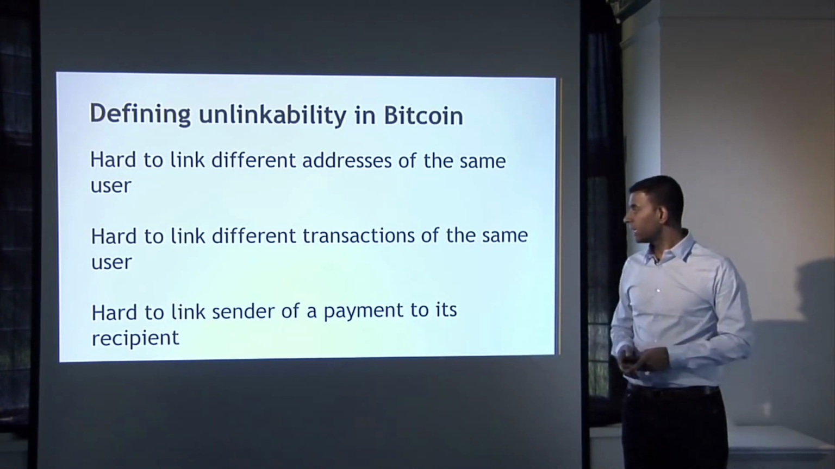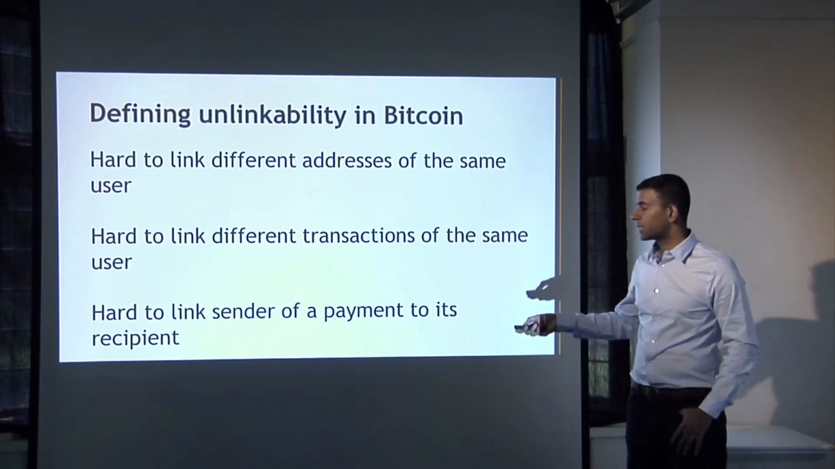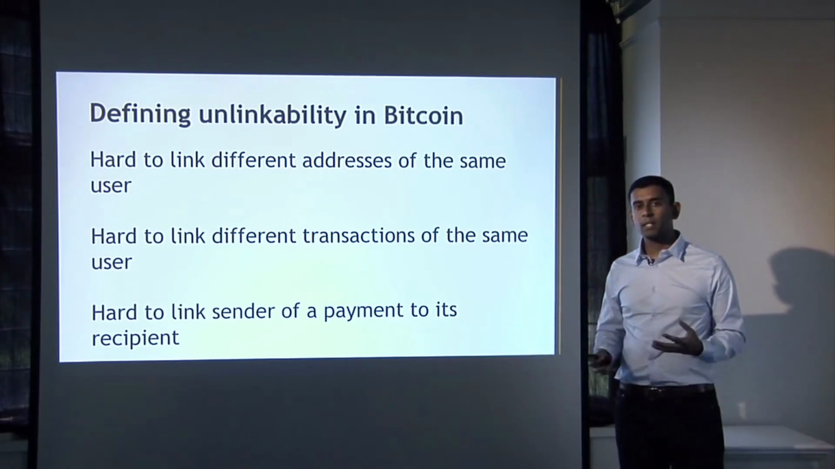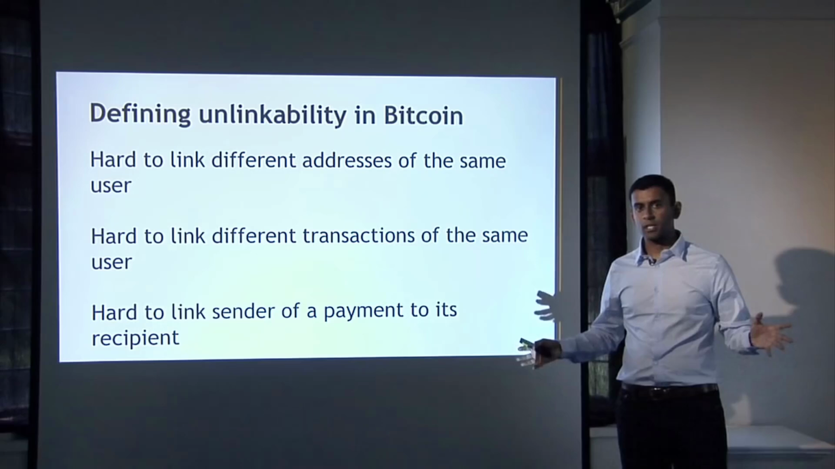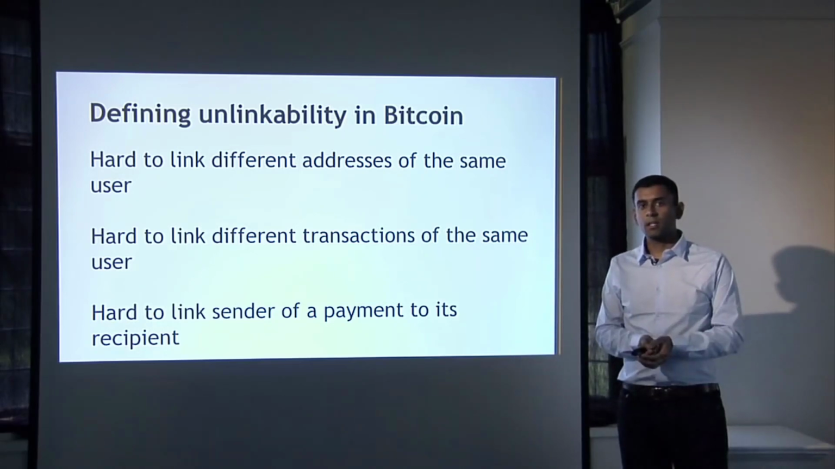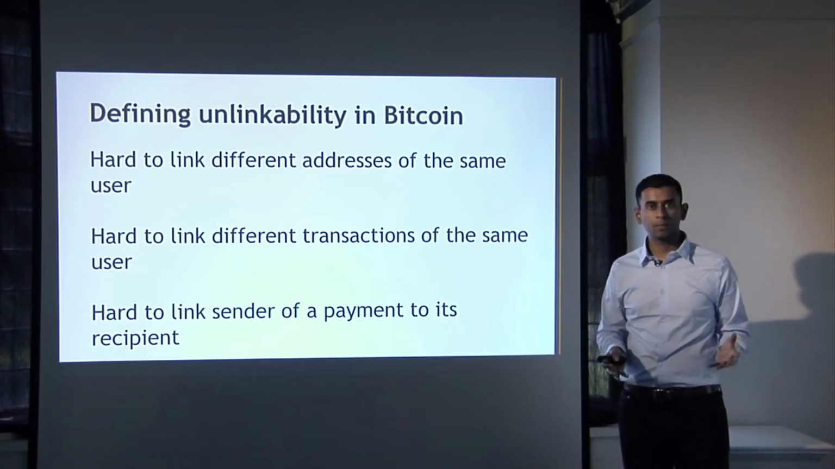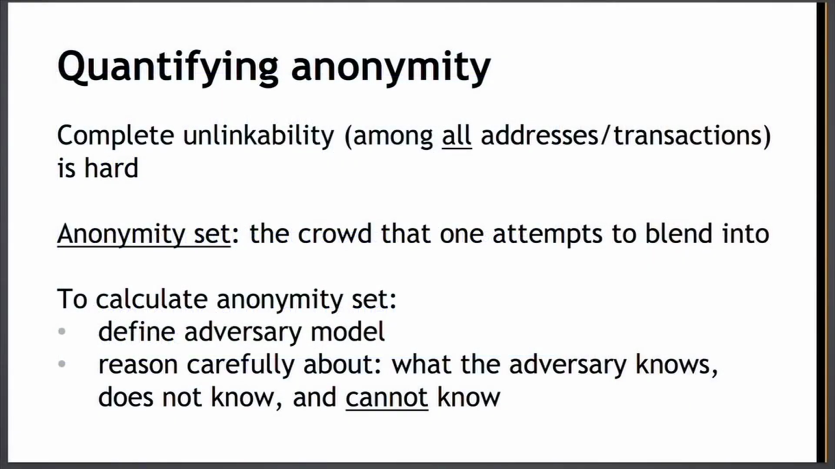And so clearly, even if we try to achieve this kind of unlinkability, it can be unlinkability not between all possible transactions, but some smaller subset of transactions that look like each other. So let's make this a little bit more concrete now. And this is how we quantify anonymity. We usually don't try to achieve complete unlinkability, which is unlinkability among all possible transactions or addresses in the system. But instead, we go for something more measured.